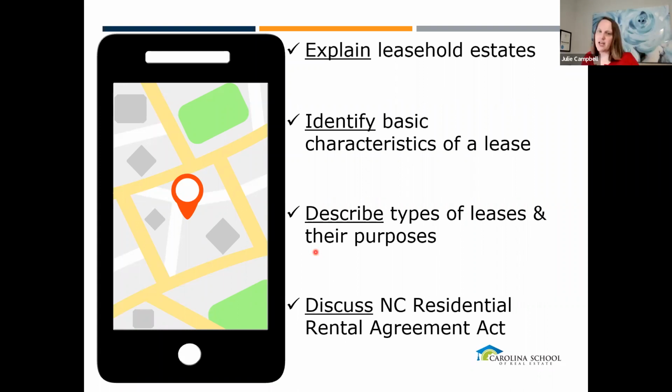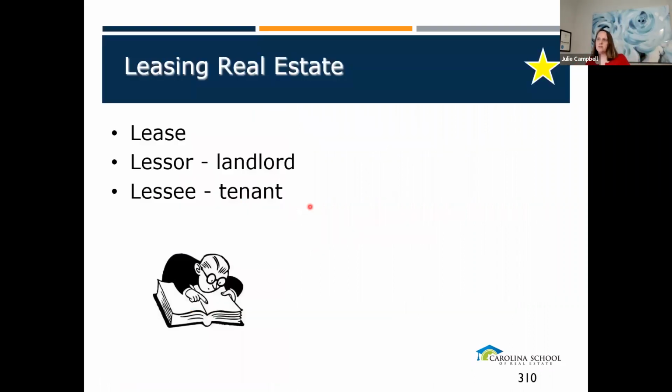So starting on page 310, let's just define some words. The lease is the contract, the bilateral contract between the lessor and the lessee. The lessor is the giver of the lease, or the landlord. The lessee is the receiver of the lease, or the tenant. So it's a bilateral agreement, which means both parties have to perform. And the gist of a lease says, I will let you live in a property that I own in exchange for rent.